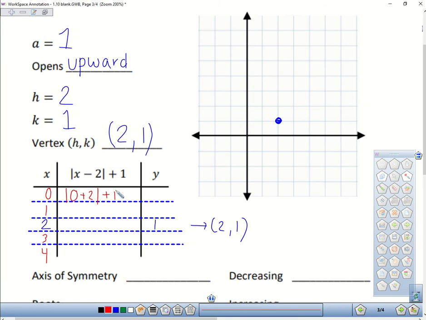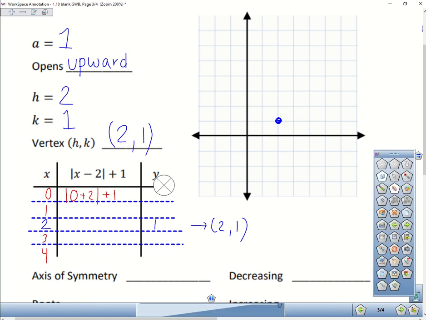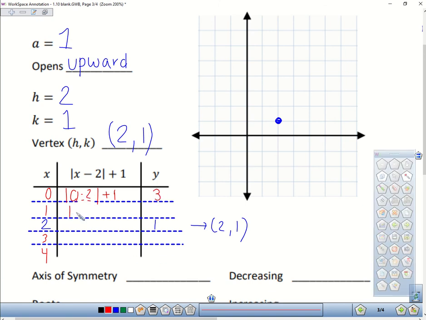And what's 0 plus 2? Wait, you do plus, not minus? Oh, my bad. Okay. You're right. That was all me. Sorry. Yes, you're right. It ends up being 3 either way, though. And then here, it's going to be 1 minus 2 plus 1. So that's going to be 2.